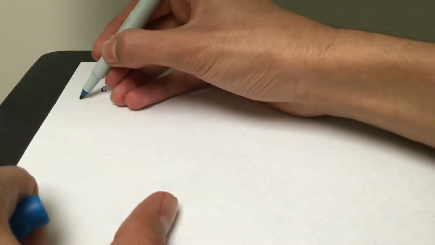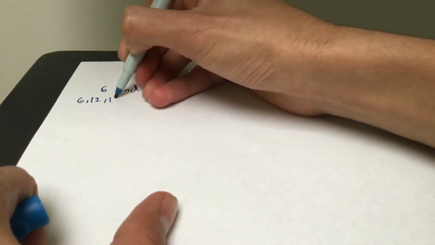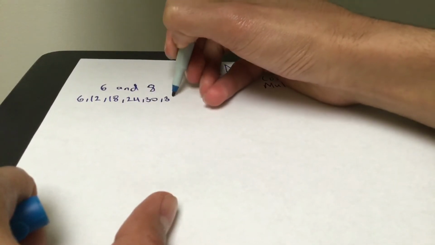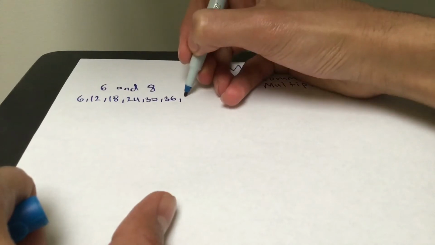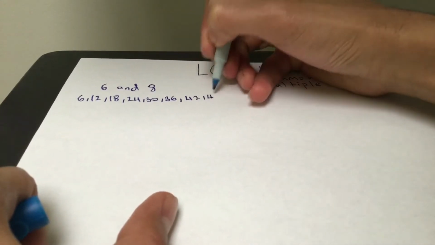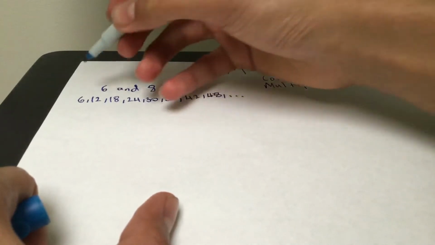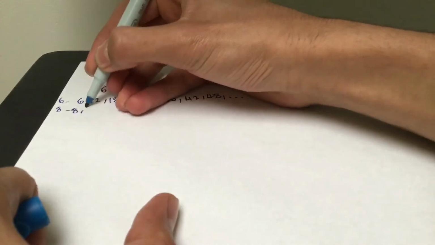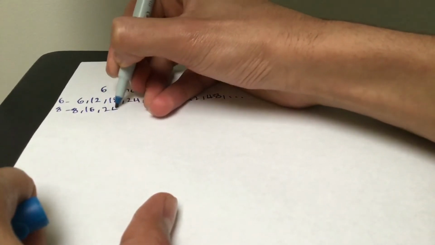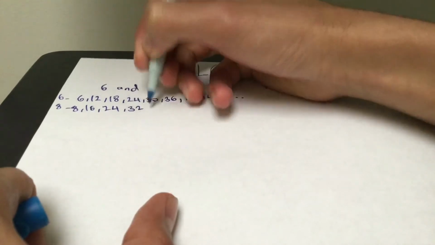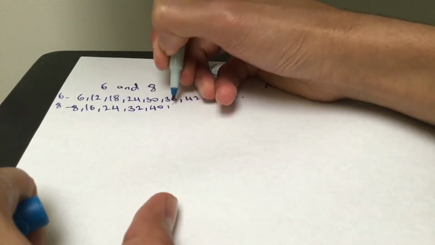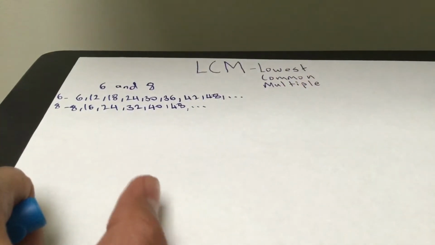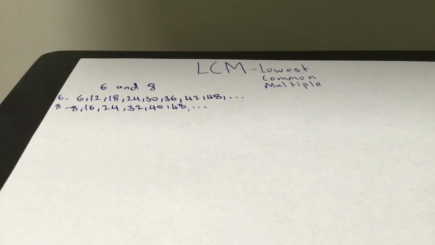For 6, it's going to be 6, 12, 18, 24, 30, and 36. Let's keep going: 42 and 48 and so on. For 8, we're going to do 8, 16, 24, 32, 40, 48, and so on. Okay, so now we've put out the multiples for both of these numbers.